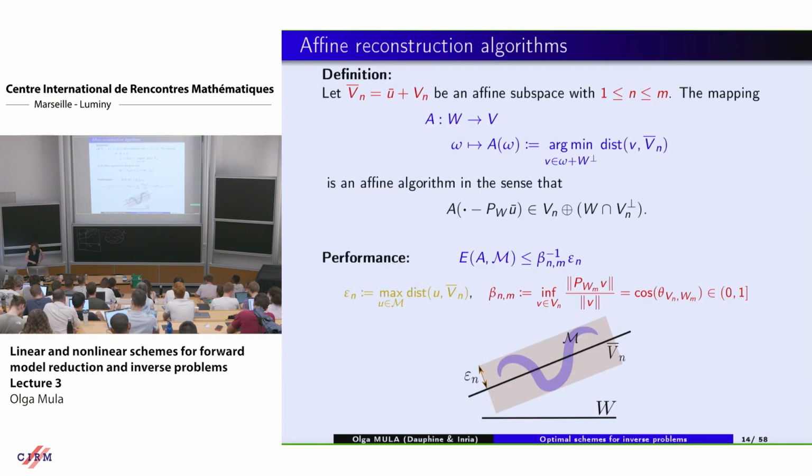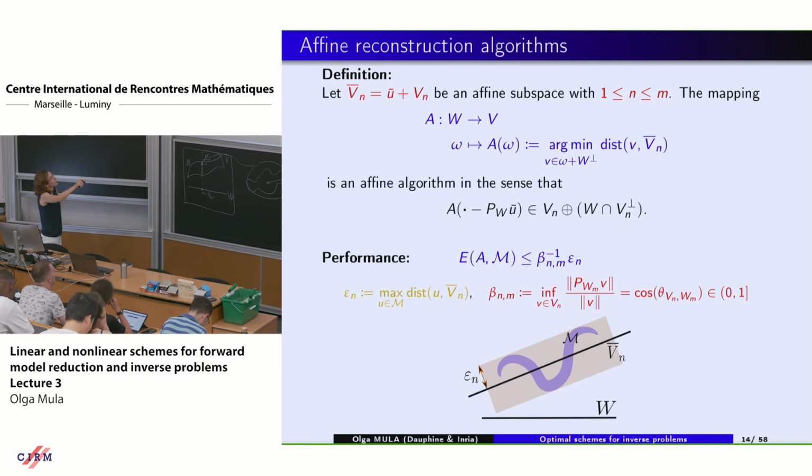So what is a linear reconstruction algorithm here? It means that I'm going to land in the mapping A from W to V. In fact, I'm saying that I land on a space V which is finite dimensional. For this, suppose I have fixed an affine subspace, or just for simplicity, suppose that we work with a linear space Vn over here. The dimension of Vn has to be smaller than m, the number of data observations that I have.